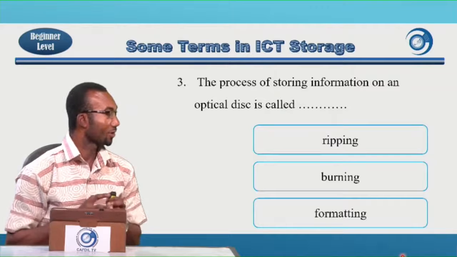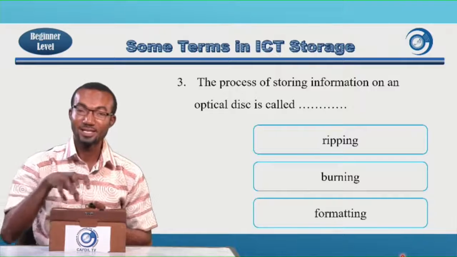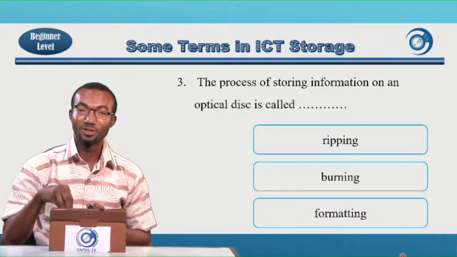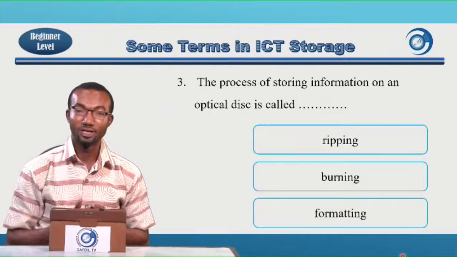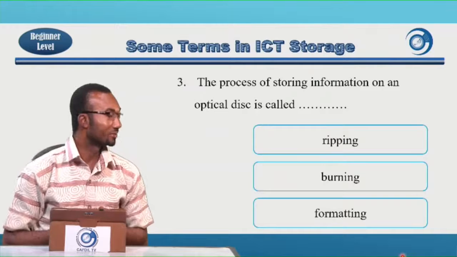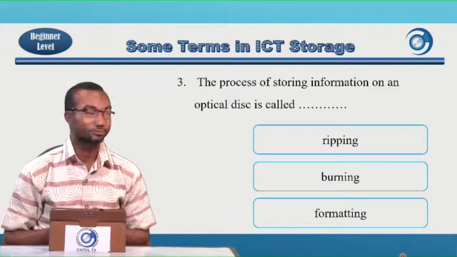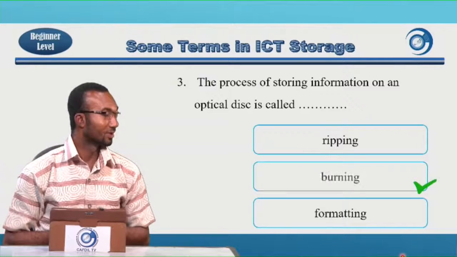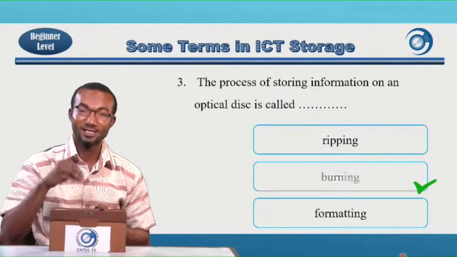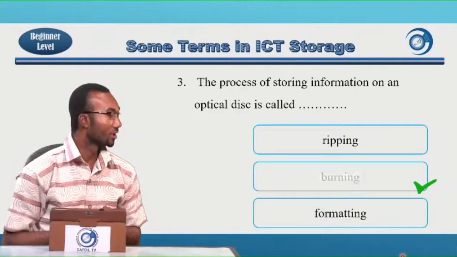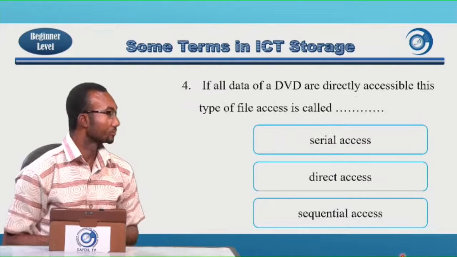3. The process of storing information on an optical disc is called what? When we are saving data or information on optical discs, that is CD, DVD, or Blu-ray, what term in ICT do we give to it? We have ripping, we have burning, we have formatting. Good. The answer is burning. So we normally use burning for optical discs when we are saving or storing information on optical discs, that is CD, DVD, or Blu-ray disc.